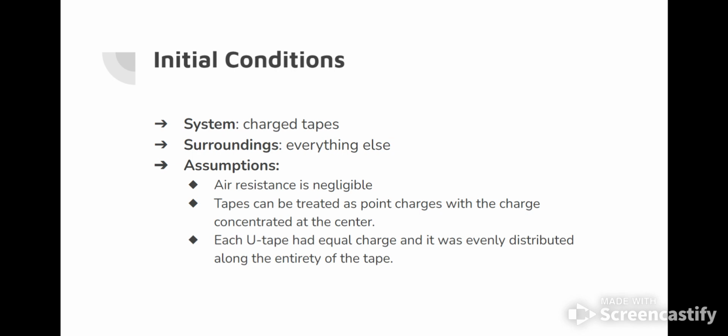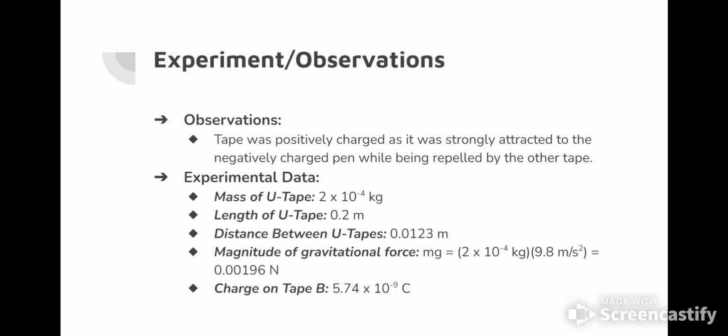The initial conditions of this lab were that the system was the charged tapes, and the surroundings included everything else. The assumptions made were that air resistance on the tapes is negligible, tapes can be treated as point charges with the charge concentrated at the center, and each U-tape had equal charge that was evenly distributed along the entirety of the tape.